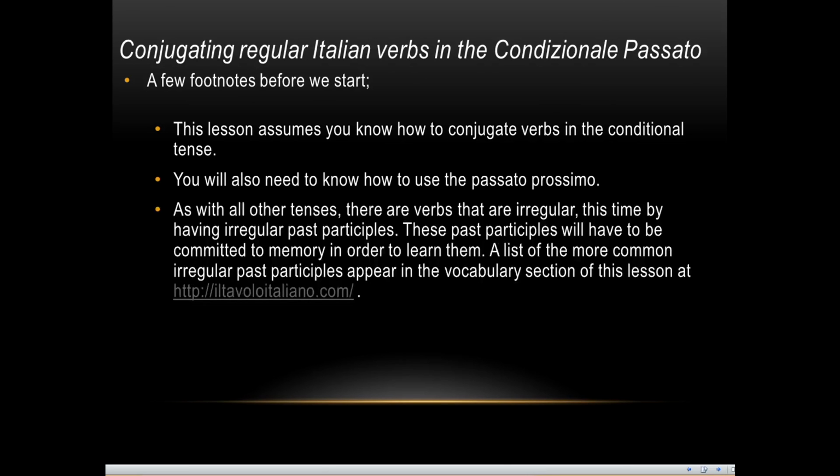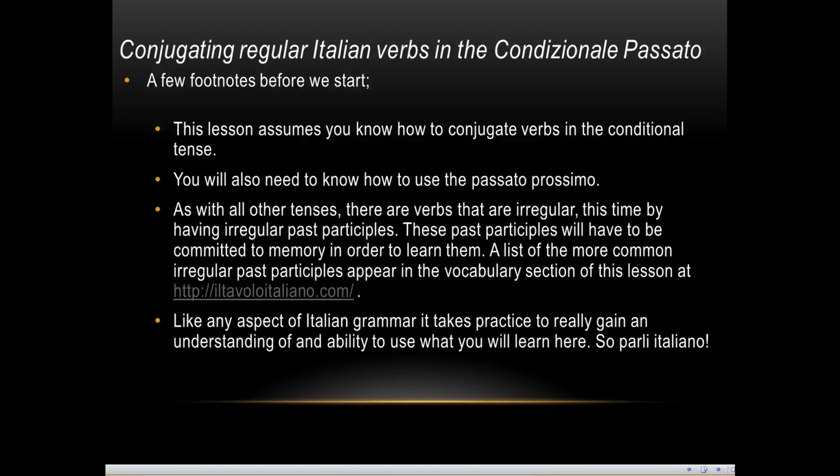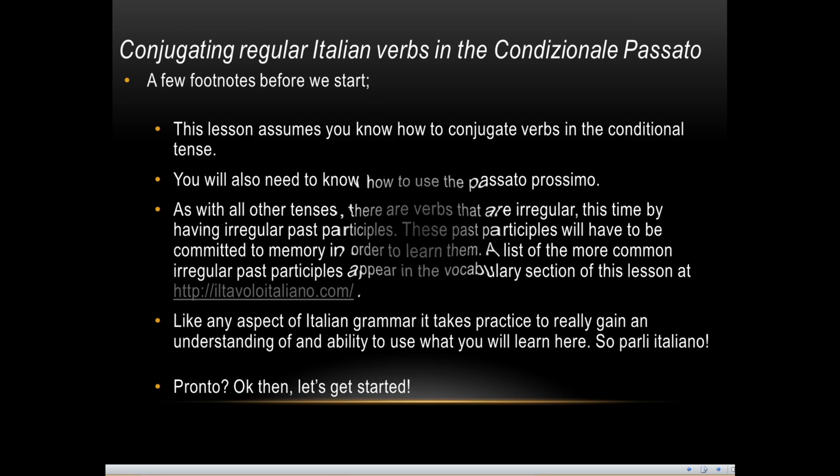And as with all other tenses, there are verbs that are irregular, this time like the passato prossimo, by having irregular past participles. These past participles will have to be committed to memory in order to learn them. A list of more common irregular past participles appears in the vocabulary section of this lesson at iltavoloitaliano.com. And like any aspect of Italian grammar, it takes practice to really gain an understanding of and ability to use what you learn here. So by all means, parli italiano. Pronto? Okay, let's get started.